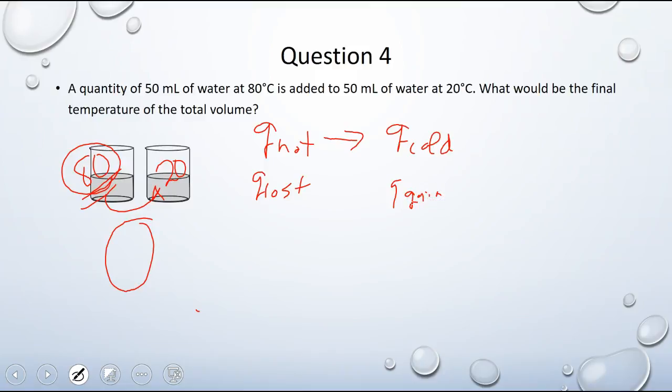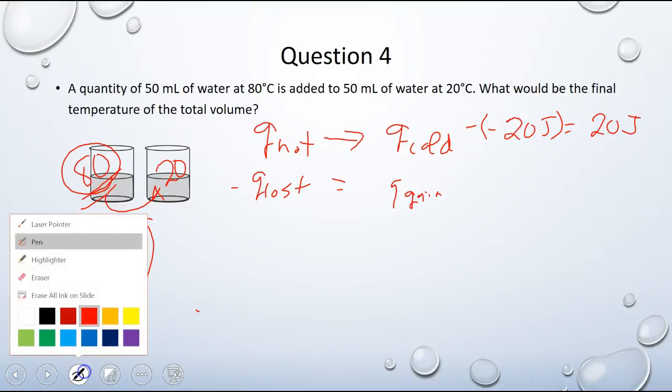Losing means it's minusing. So I think maybe we can set these equal to each other if we said it was minus there. So maybe if we said minus Q lost is equal to Q gained, because if you have 20 joules that are lost, that's not equal to 20 joules, is it? But if I make it negative, then these become equal to one another.